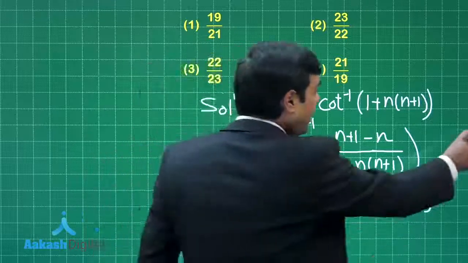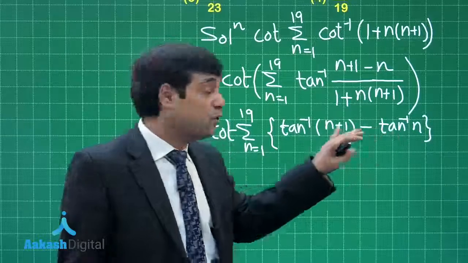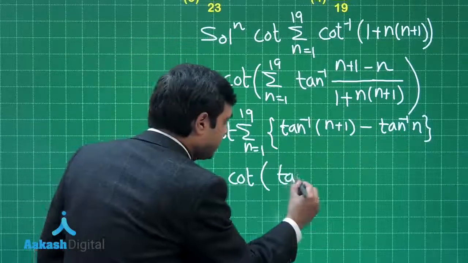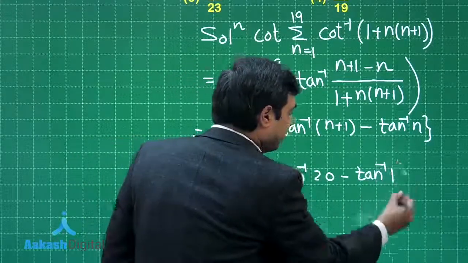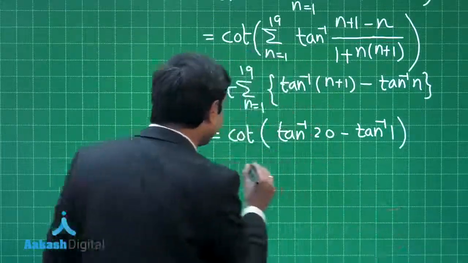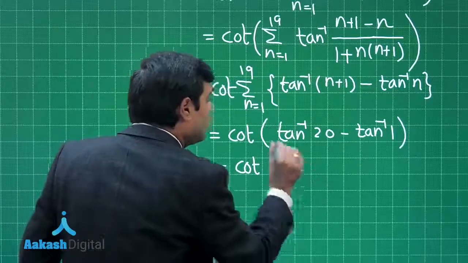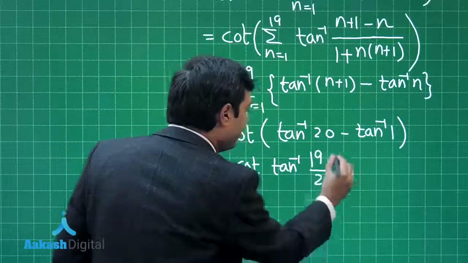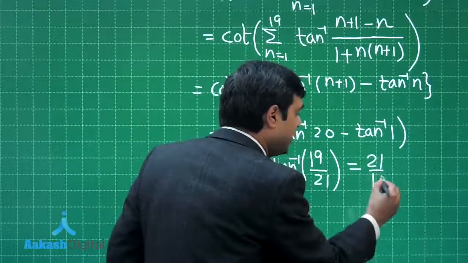Now, when you substitute the values, what is the final result left with us? Just the last term and the first term. So, we will be getting here cot of tan inverse 20 minus tan inverse 1. We can apply tan inverse A minus tan inverse B over here. So, this gives us cot of tan inverse of 20 minus 1 upon 1 plus 20 into 1, that is 19 by 21. Change this tan inverse into cot inverse to get the final result with us as 21 by 19.